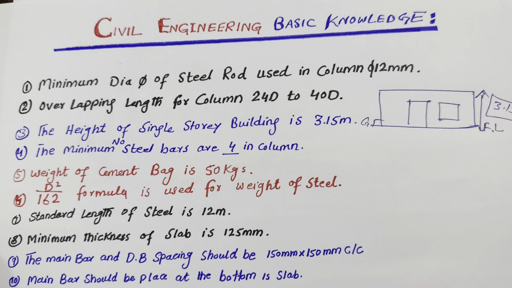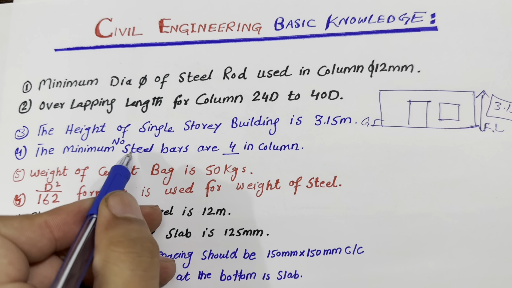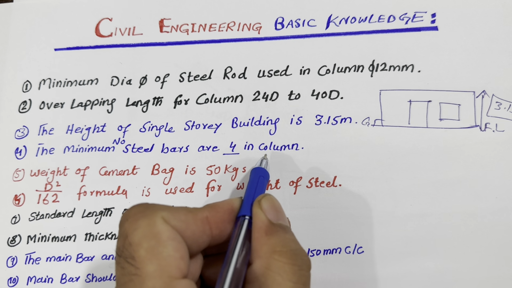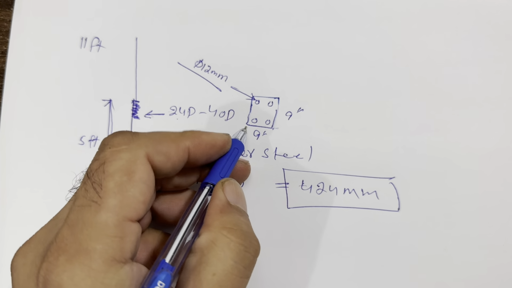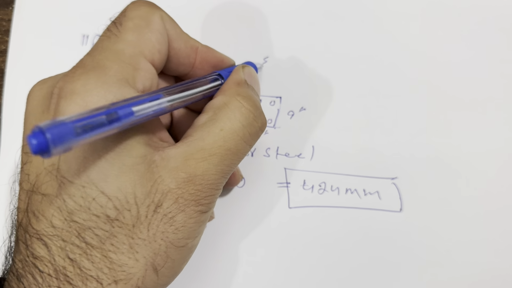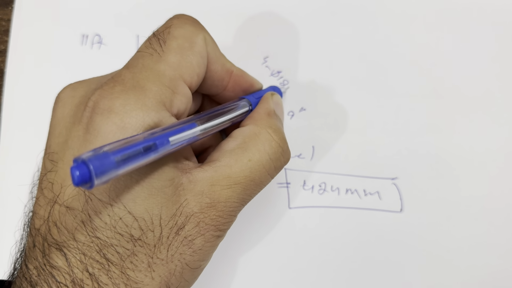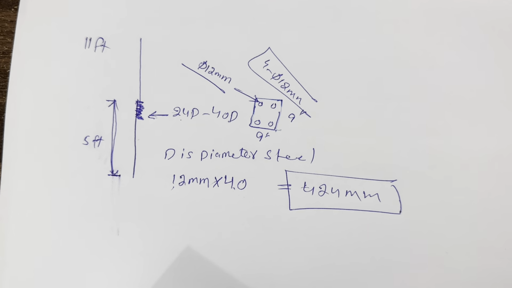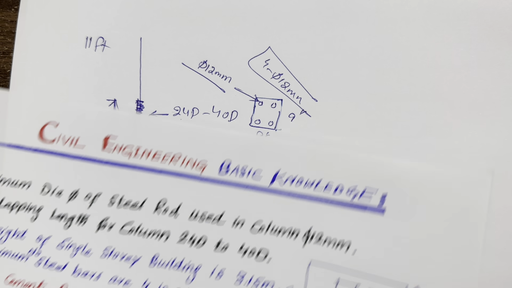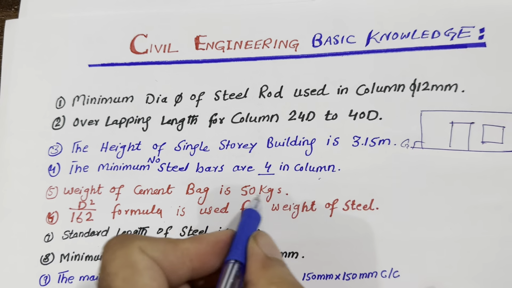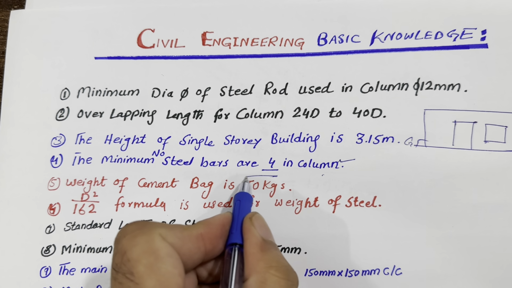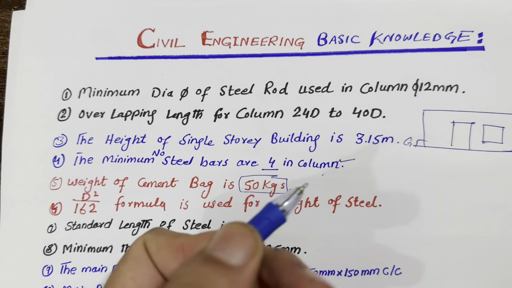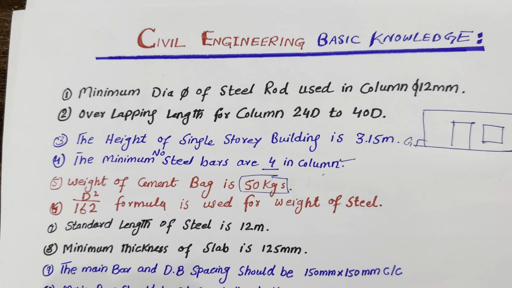The next one is, guys, the minimum number of steel bars to be used in one column is 4, as you can see here. This is a column, so use a minimum of 4 bars, and the diameter should be 12 millimeter. Don't use fewer than 4 steel rods in an RCC column, right? This is also completed. Weight of a cement bag is 50 kg. One bag of cement is 50 kg, which we normally use.